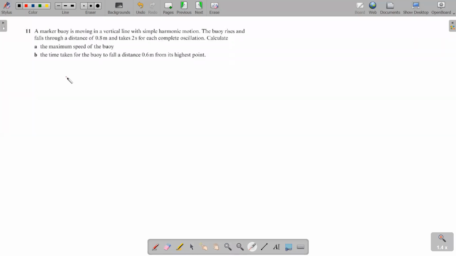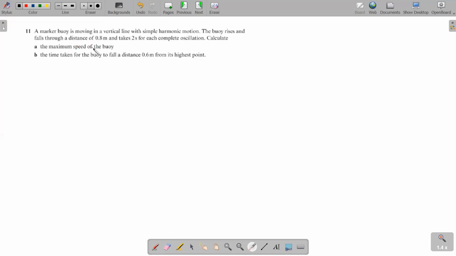Okay, so we'll move to question number 11. They say a marker buoy is moving in a vertical line with simple harmonic motion. The buoy rises and falls through a distance of 0.8 meters and takes 2 seconds for each complete oscillation. Calculate the maximum speed of the buoy. The marker buoy is something that floats in the water, so this is the water level as it rises and falls. It rises and falls through a distance of 0.8 meters.